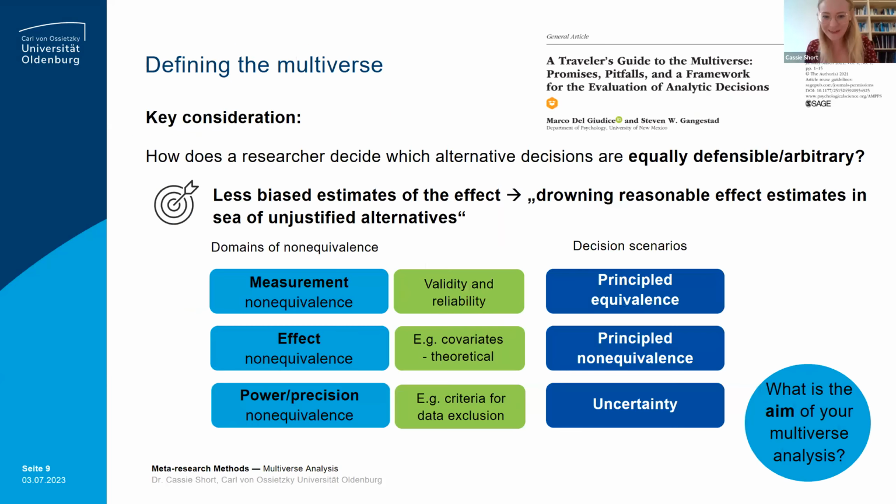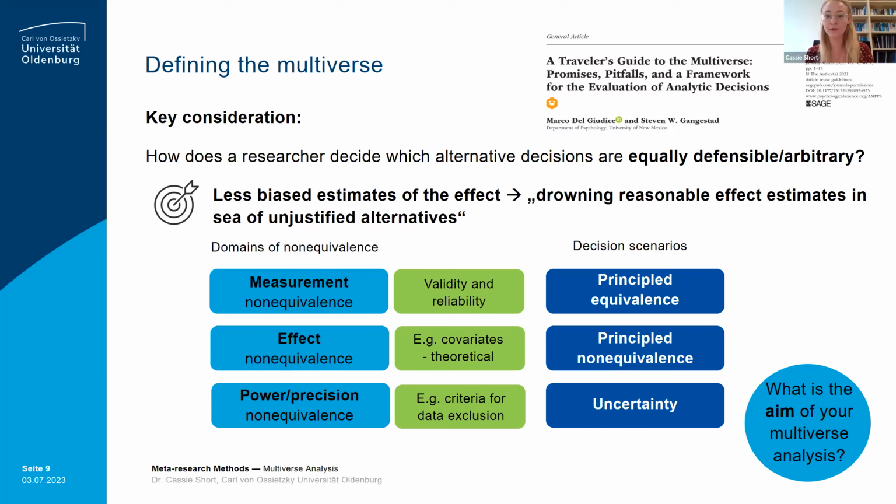But just before I do, I want to mention something which is also another methodological decision in defining the multiverse, and that's how you decide which of these alternative decisions are equally defensible. This is covered with some really nice and clear guidelines in this paper, A Traveler's Guide to the Multiverse. They point out that the aim of a multiverse is to obtain less biased estimates of an effect.